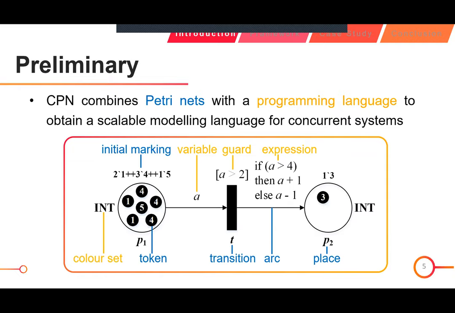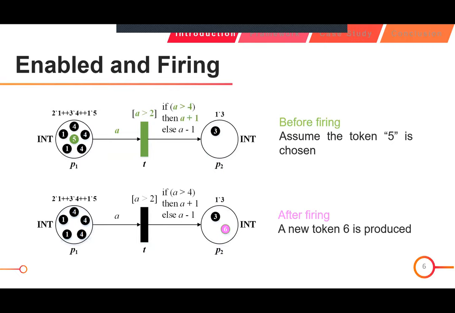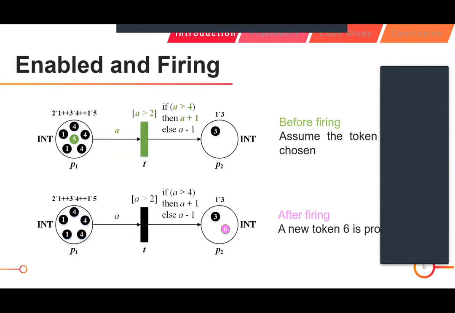The above process is called firing. Let's see how it happens. The top figure shows the state before firing. In this situation, we assume that the token five is chosen randomly. Since it is bigger than 2, this transition is enabled. Five is bigger than 4, so finally a token 6 will be produced in place P2, as shown in the bottom figure.